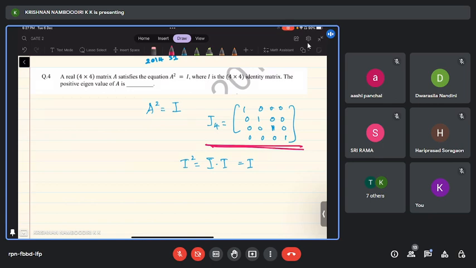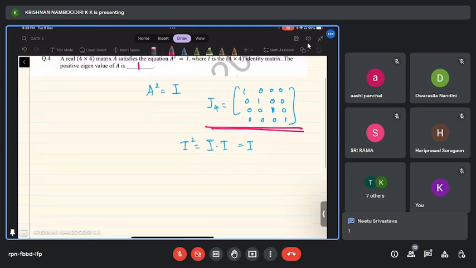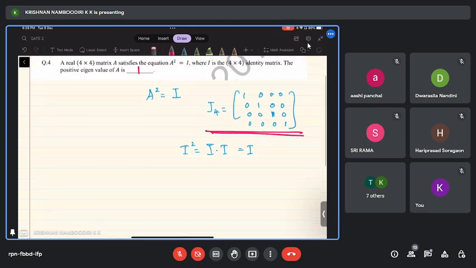What are the eigenvalues of this identity matrix? The identity matrix is a diagonal matrix, correct? For a diagonal matrix, the eigenvalues are the diagonal entries. So here there are 4 eigenvalues, and all 4 are plus 1. The positive eigenvalue of A must be equal to 1. So that is one way of answering the question. But if you want, I can show the actual way of solving this.